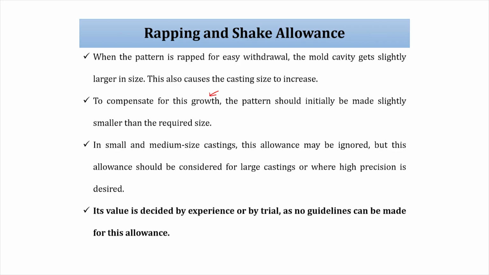In small and medium size castings, this allowance may be ignored, but it should be considered for large castings or very high precision cases. If you have a small casting and not too precise, you can avoid this. If your casting is large, then you can't avoid it, because lots of machining you have to do and lots of cost is involved. Okay. So, next is distortion allowance.